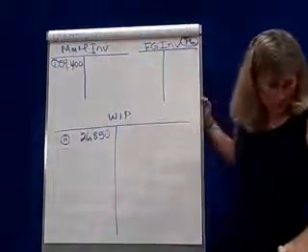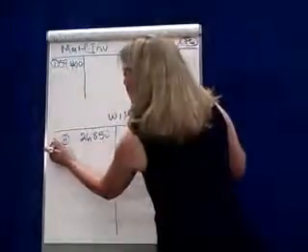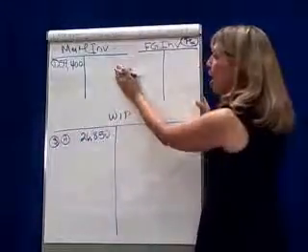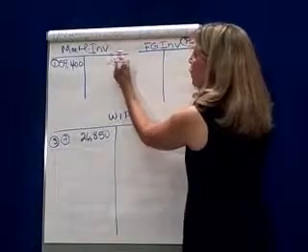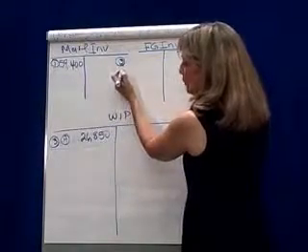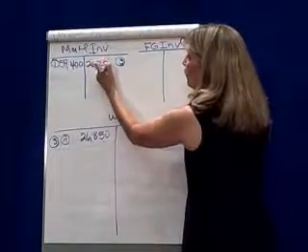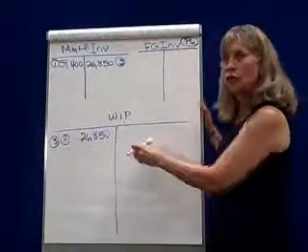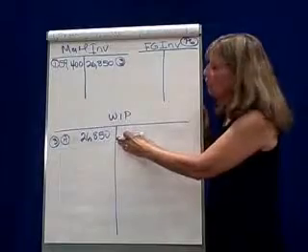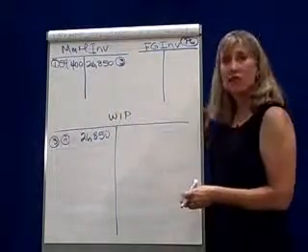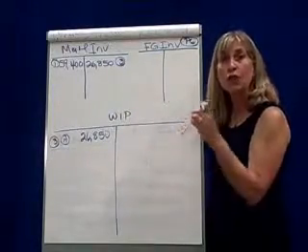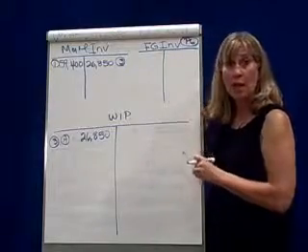And that was on what date? The 3rd. And that came out of material inventory. So on the 3rd, I would credit material inventory $26,850. So notice on the 3rd, we're debiting work in process inventory, credit material inventory for the amount of materials we used for job A.